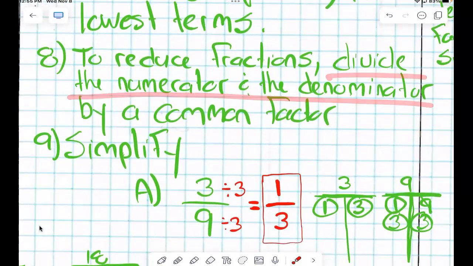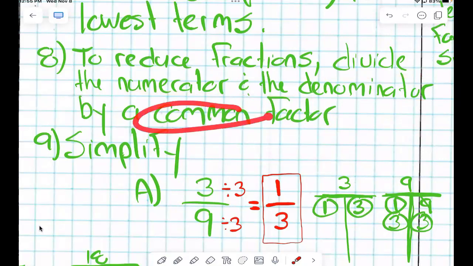Divide by the numerator. No, stop. Let's try again. To reduce fractions, what do we do? Divide the numerator by the denominator. By what kind of factor? Common. So let's talk just this one right here.